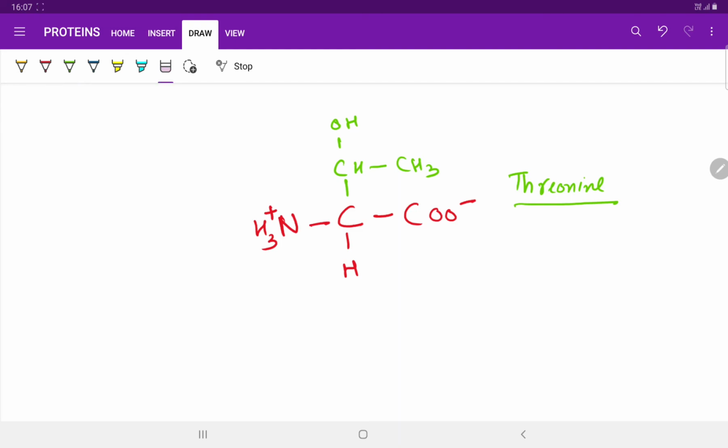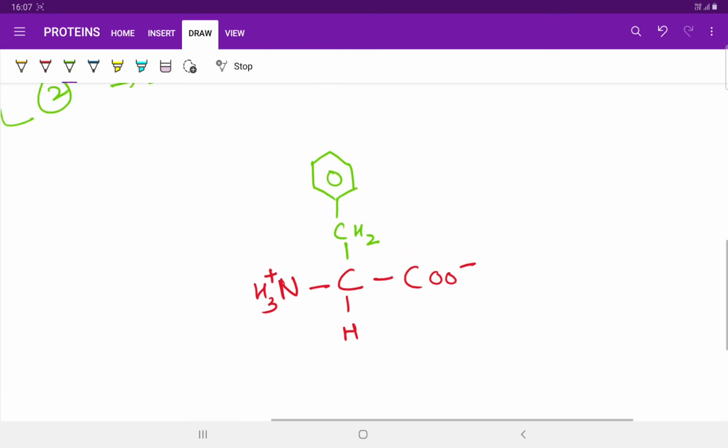Now the next structure is of tyrosine. If we are adding a phenol group here, see, if a phenol is added to the structure of alanine, okay, I think you all remember this structure. Just guess. You have drawn previously. This is of phenylalanine. Now, if to the phenylalanine an OH group is added on the top here, it becomes tyrosine.